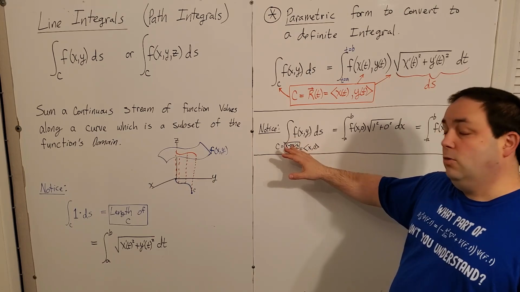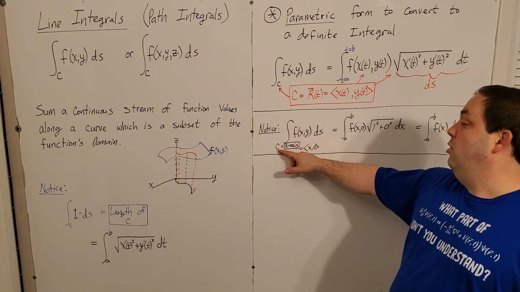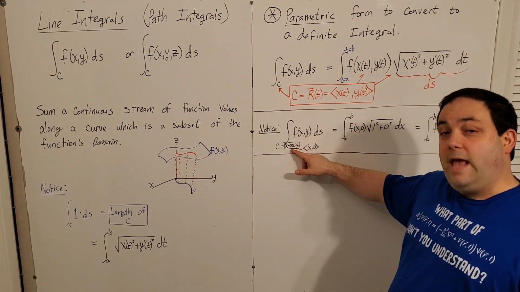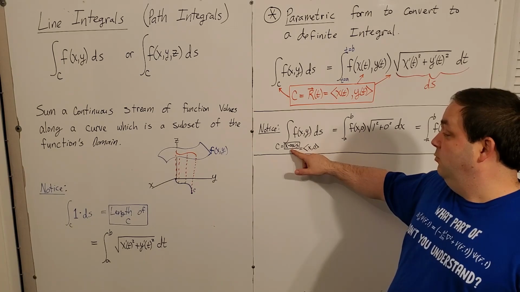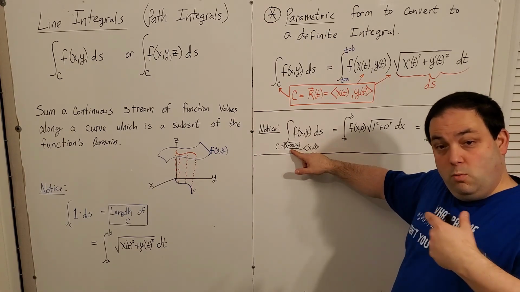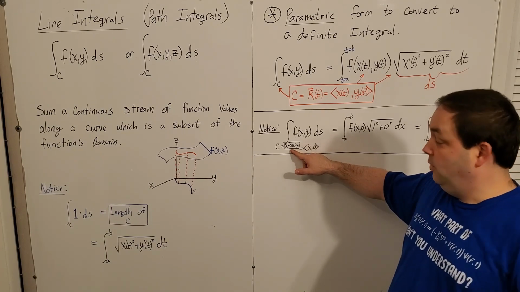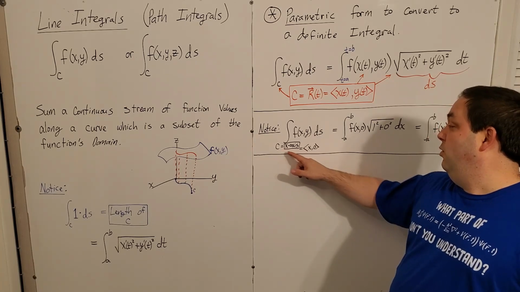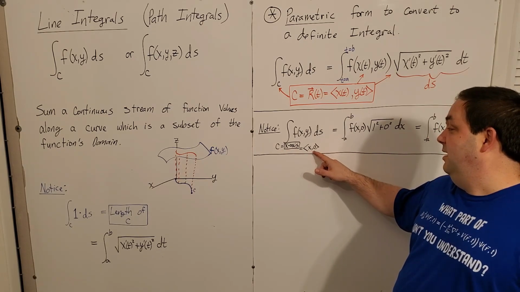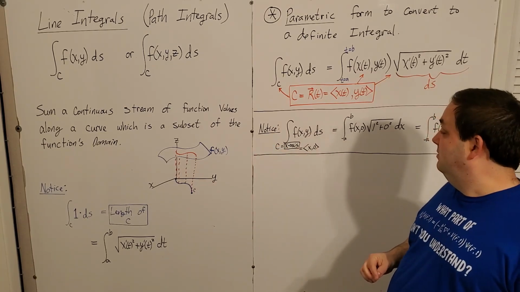Here's a little quick link for you. If you allow your curve to just be the x-axis, it should start sounding familiar here. We usually integrate one-dimensional integrals over the x-axis, right? That's how you start out in Calc 1. We integrate on the x-axis. Well, the parametric form for the x-axis is just x and 0, right? 0 in the y is just going left and right on the x.